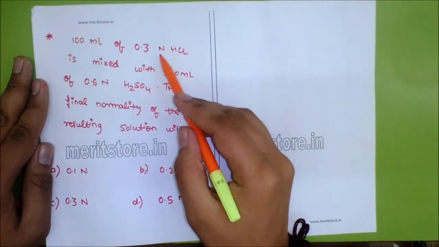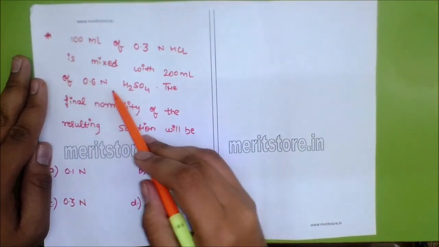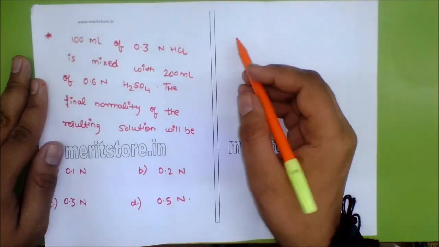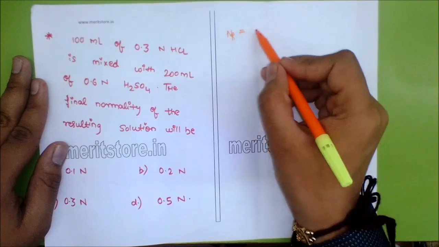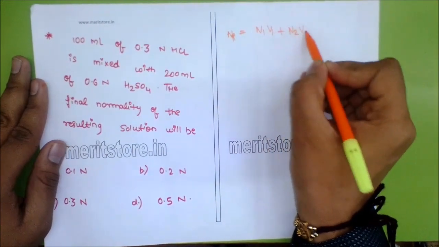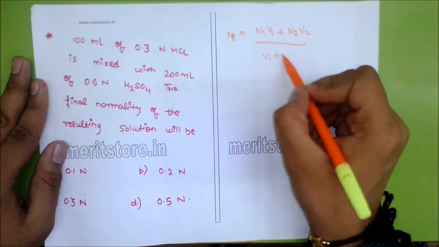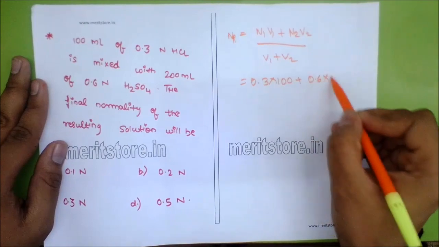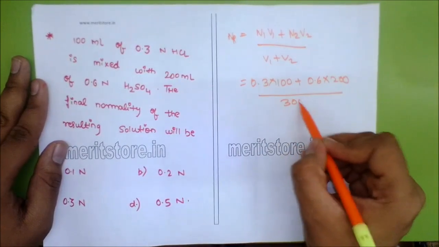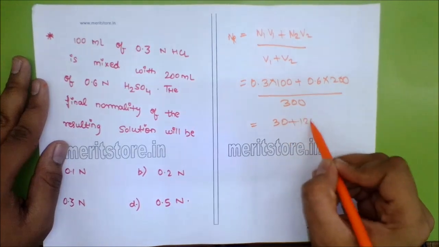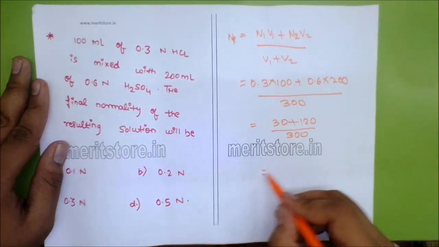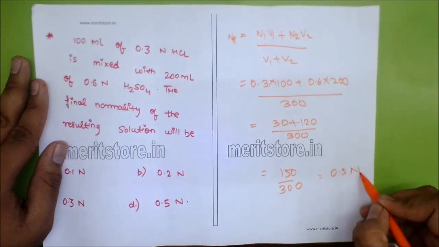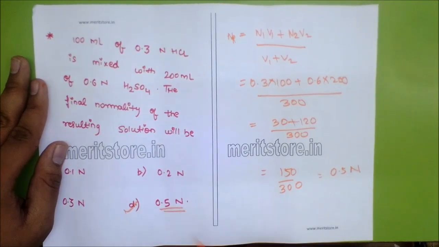100 ml of 0.3 normal HCl is mixed with 200 ml of 0.6 normal H2SO4. The final normality of this resulting solution will be. Now to calculate the final normality, we know resultant normality is equal to N1V1 plus N2V2 upon V1 plus V2, which is equal to 0.3 into 100 plus 0.6 into 200 upon 300, which is 30 plus 120 upon 300, which is equal to 150 upon 300, which gives us 0.5 normal. So option D, 0.5 normal is the correct answer.